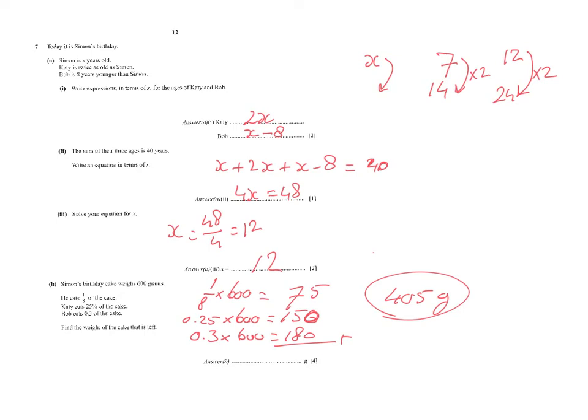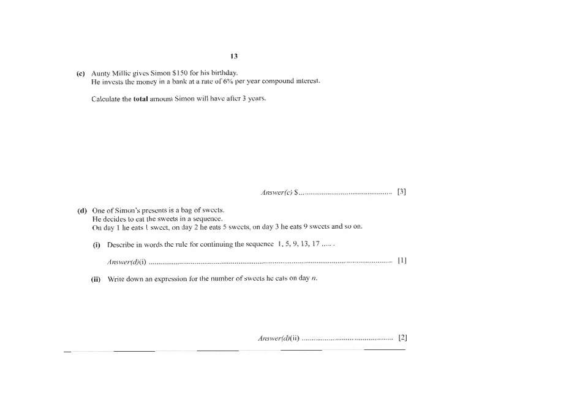But the question is, how much is left? So we have to do 600 take away 405. And let me see, I'm going to plug it in my calculator. I'm a little bit lazy. 195. There we go. 195 for 4 points. Fantastic. This question continues on the next page. Let's have a look.